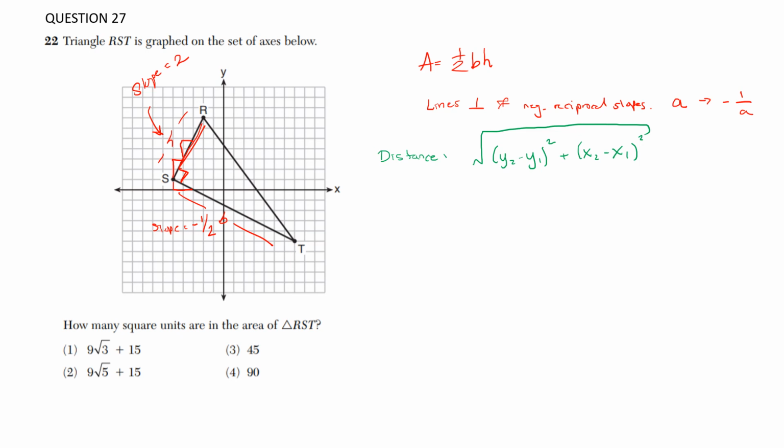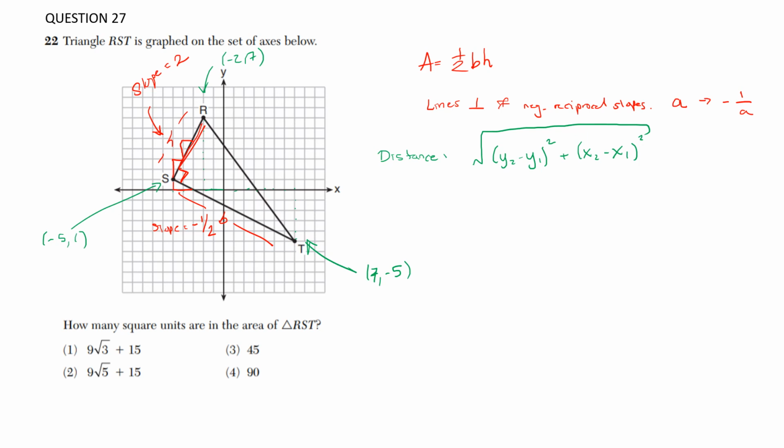Let's label some points first. That'll make it easier for us. So R is at -2, 7. S over here is at -5, 1. And point T down here is at 7, down 5: 7, -5.